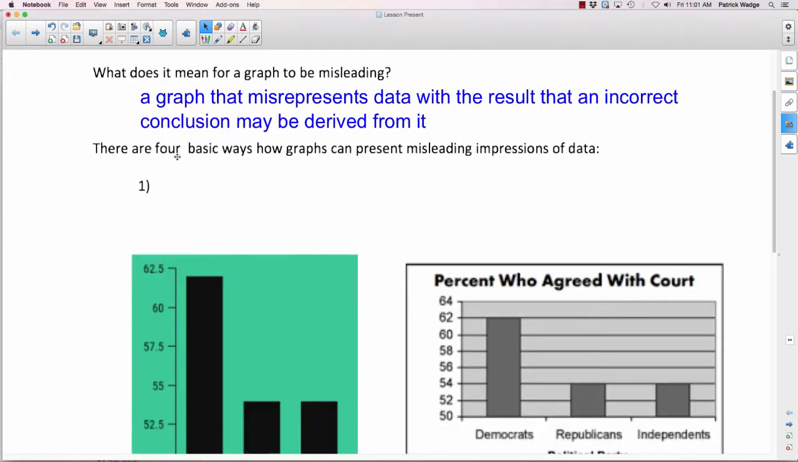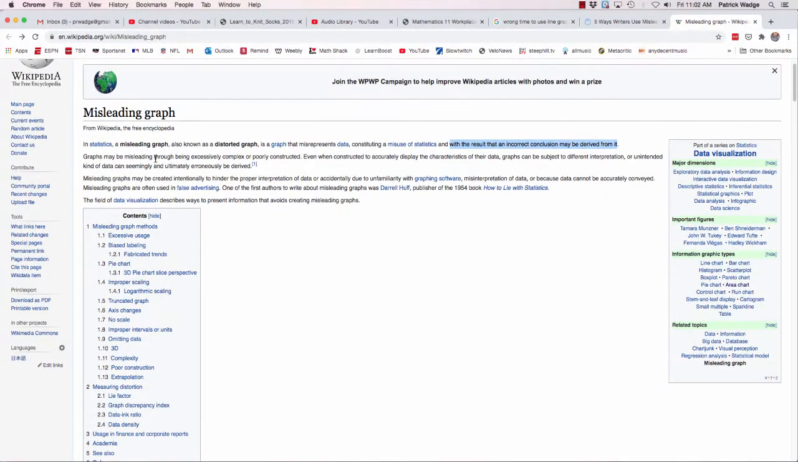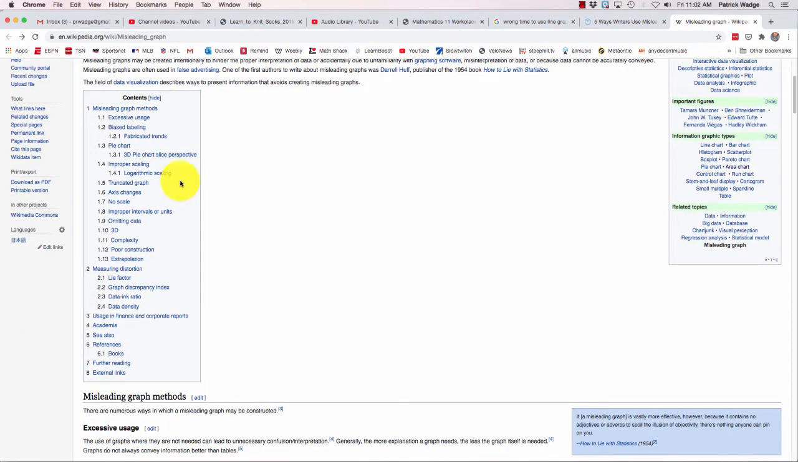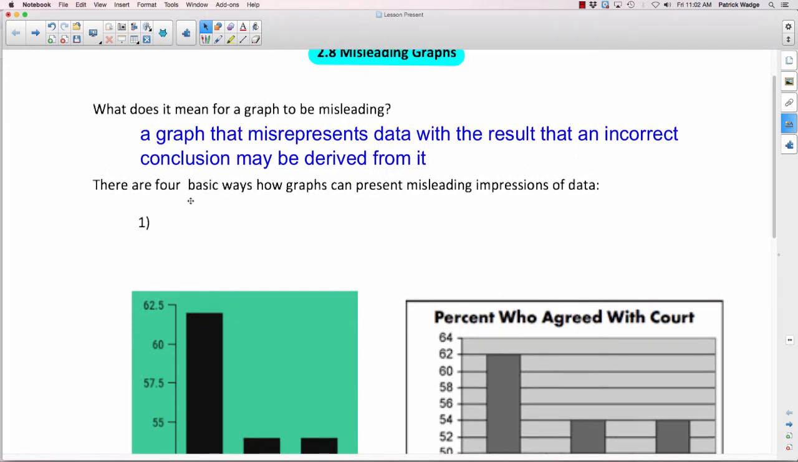So we're going to look at 4 basic ways how graphs can present misleading impressions of data. Now, there's definitely more than 4. In fact, if you go to Wikipedia, they actually have a whole section on misleading graphs, and they've got 13 different ones listed right there. So the 4 that I'm listing encompasses quite a few of these, but not all 13. One, for example, that I didn't use, which I actually like, is excessive usage. What they mean by that is sometimes a graph just makes things more complicated than if you just said it in words. There's lots of ways to make misleading graphs. Here are the 4 I would say most common.